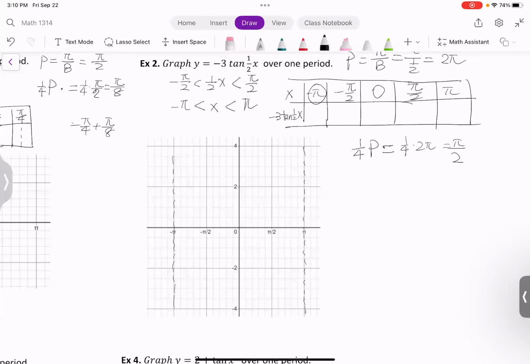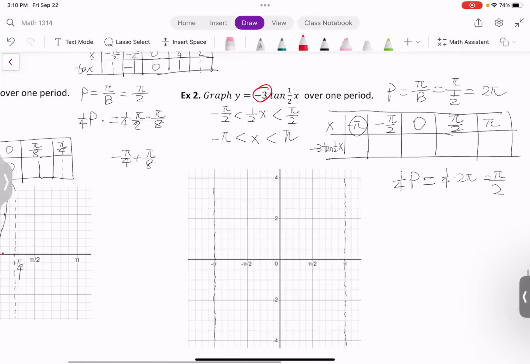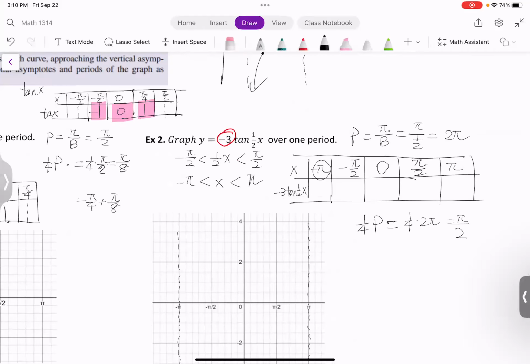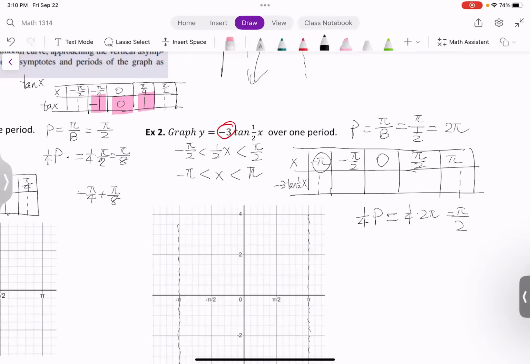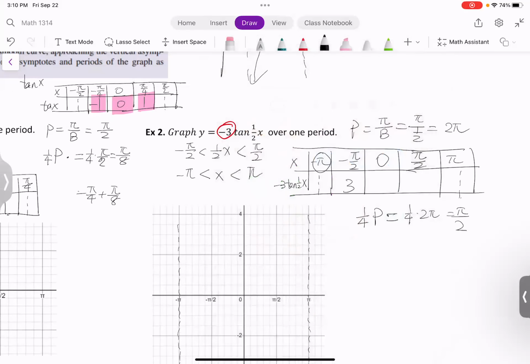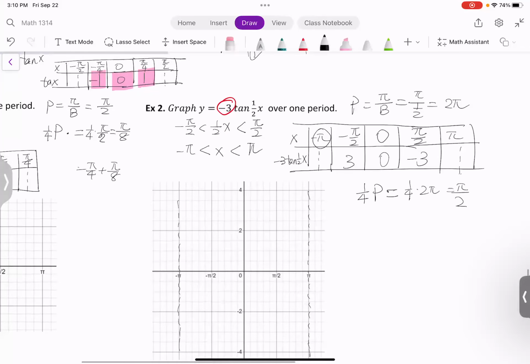So what is the y value? Is the y changing? Yes, it is, because in front of the y, we have negative 3. So based on the y values, I need to multiply by negative 3, not changing the vertical asymptotes. So negative 1 times negative 3 is positive 3. 0 times negative 3 is 0. 1 times negative 3 is negative 3. That's a reflection along the x-axis.